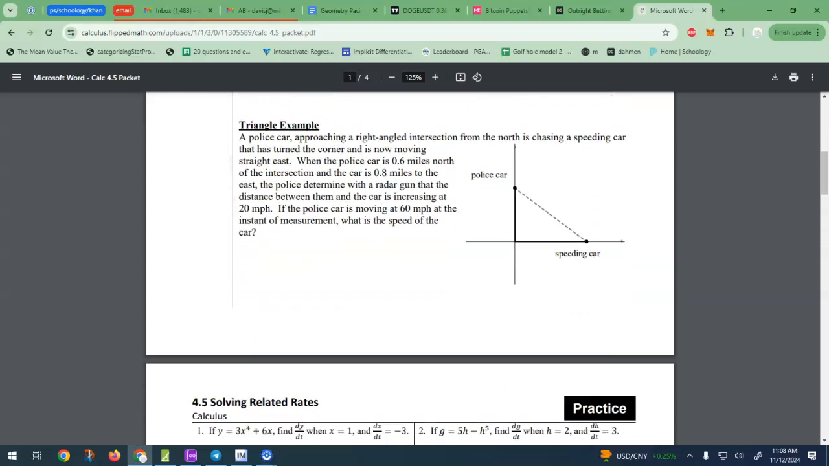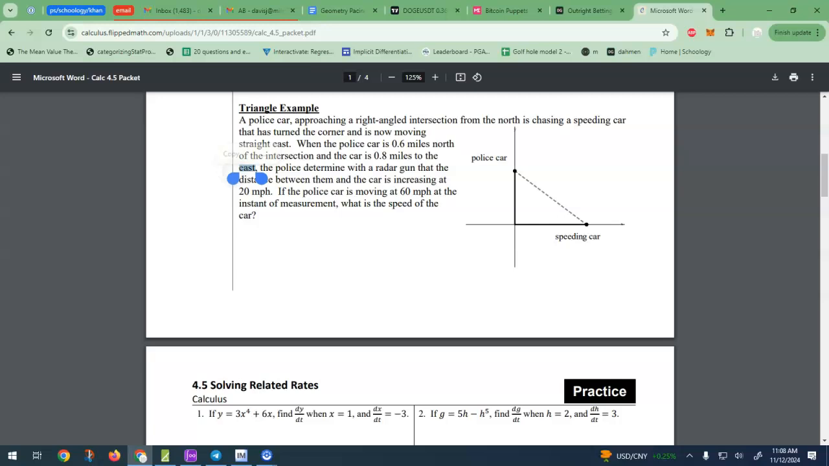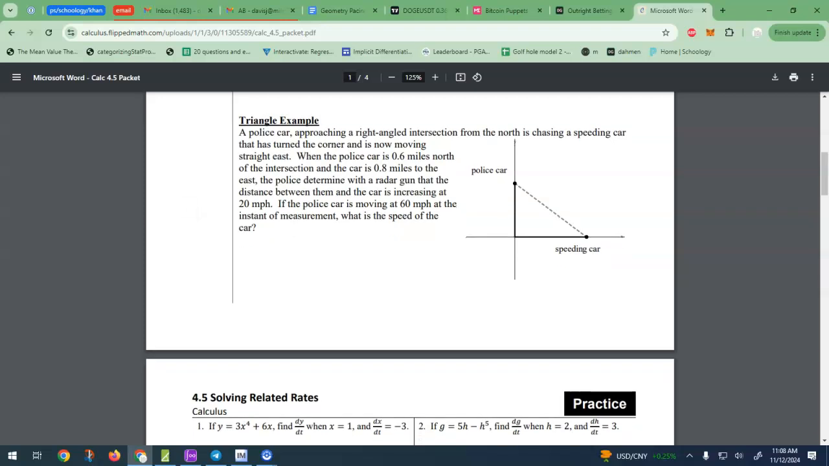I'm going to start with this one, the triangle example, because we kind of did one like that yesterday. So the sketch is already drawn out for you. The police car is coming this way. They're going to chase the speeding car.